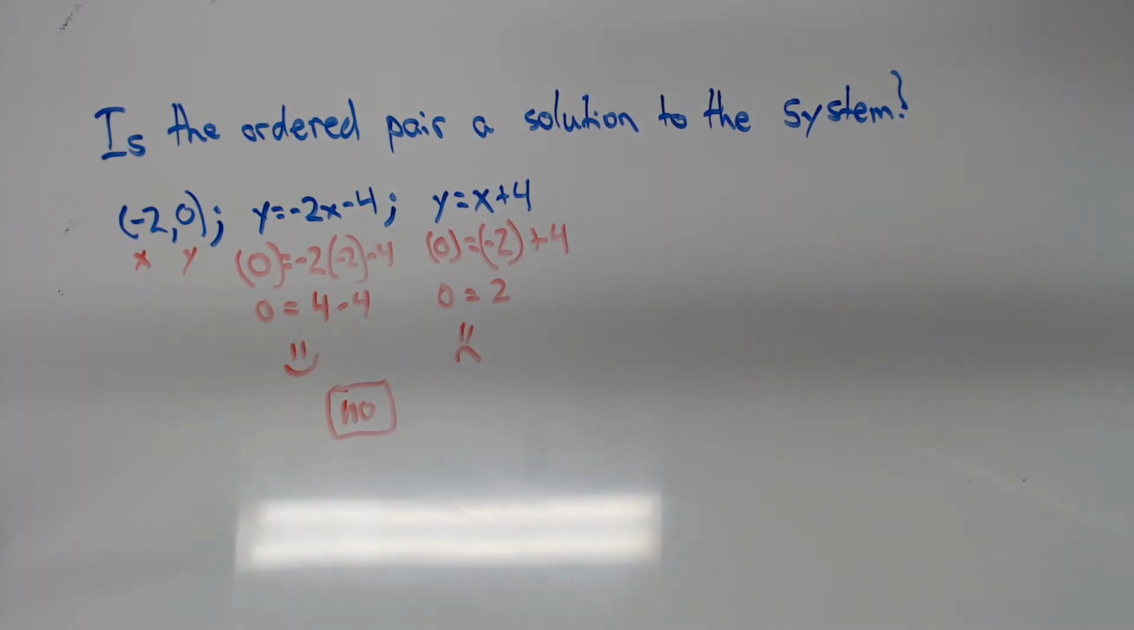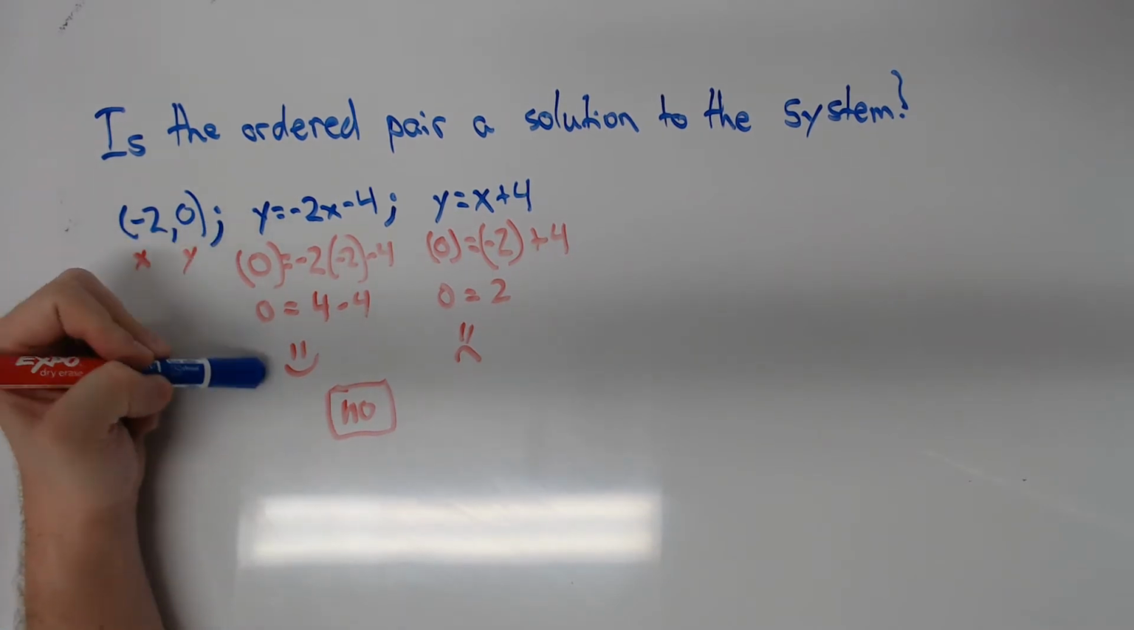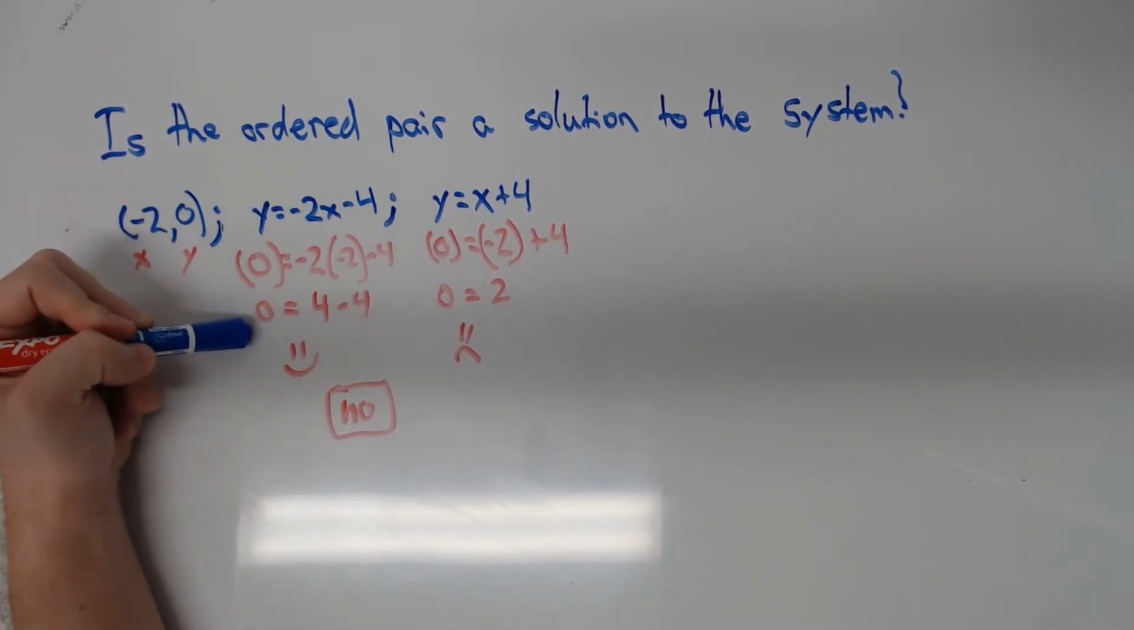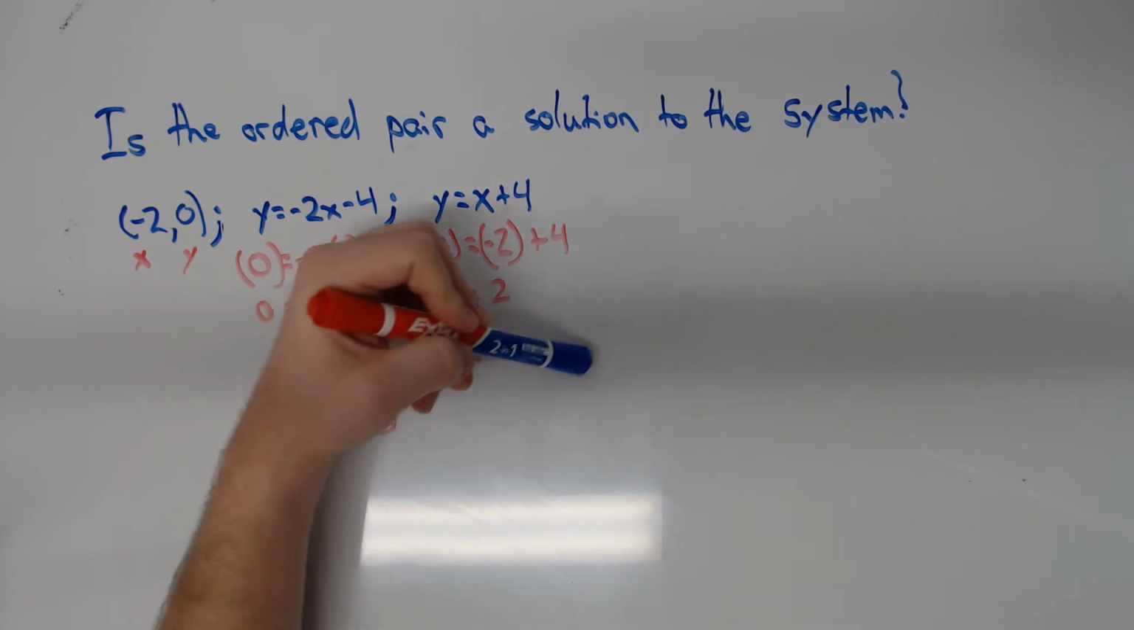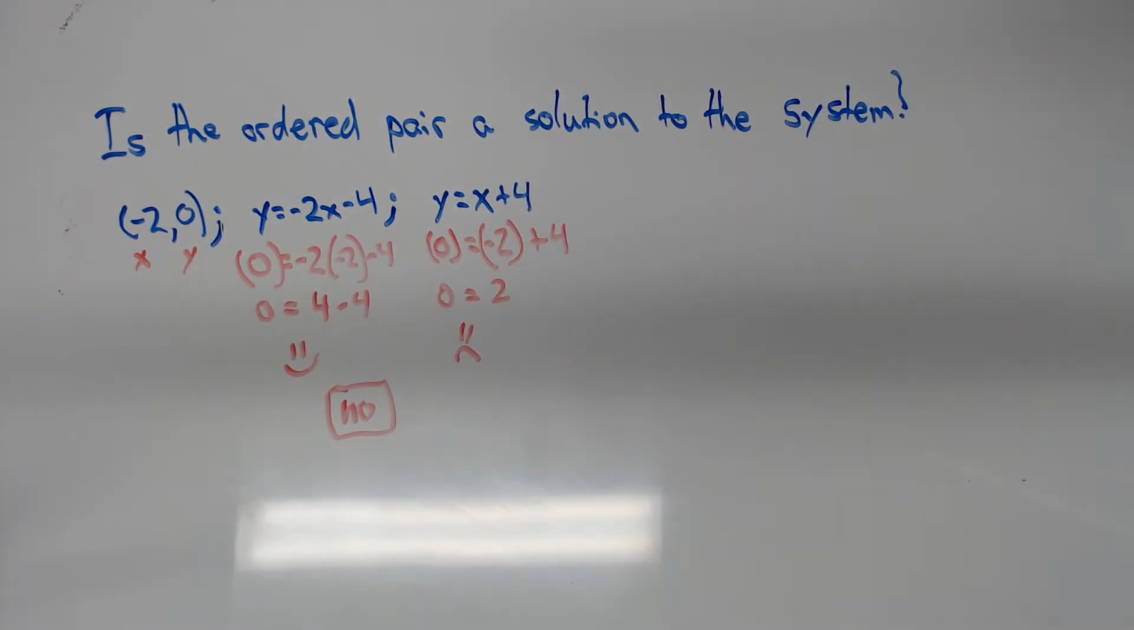So what we mean by solution is, if I were to graph these two lines and my answer is yes, then that point is where the lines cross each other. If my answer is no, then it's some other point. So in this case, it would be on the left line if I were to graph it, but it would not be on the right line, so it would not be their crossing point.